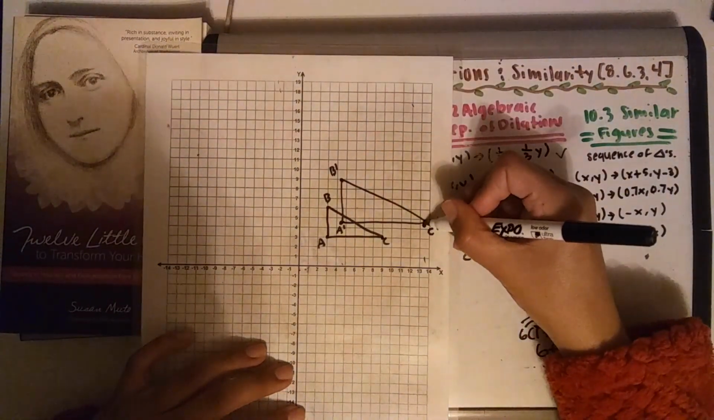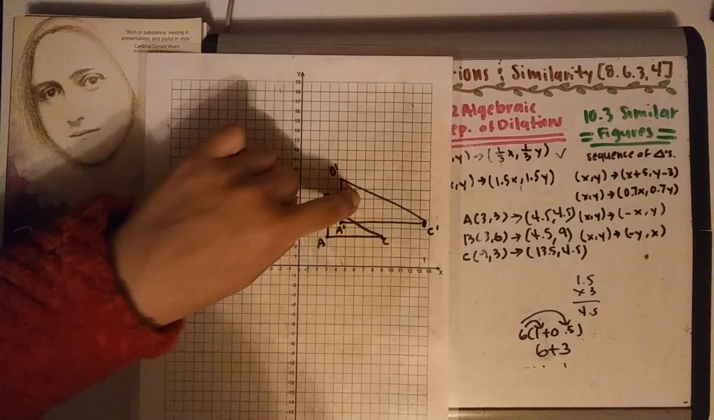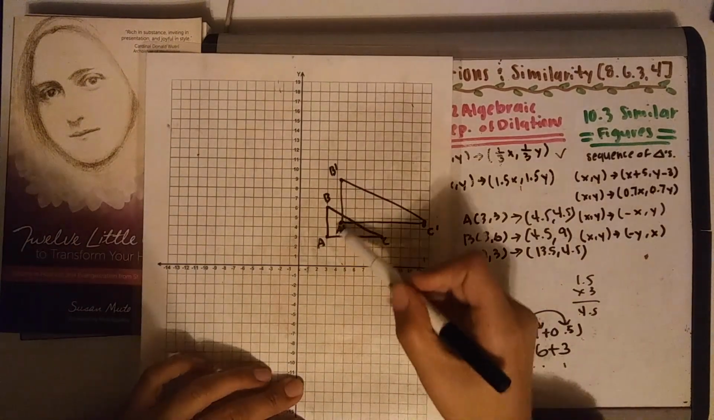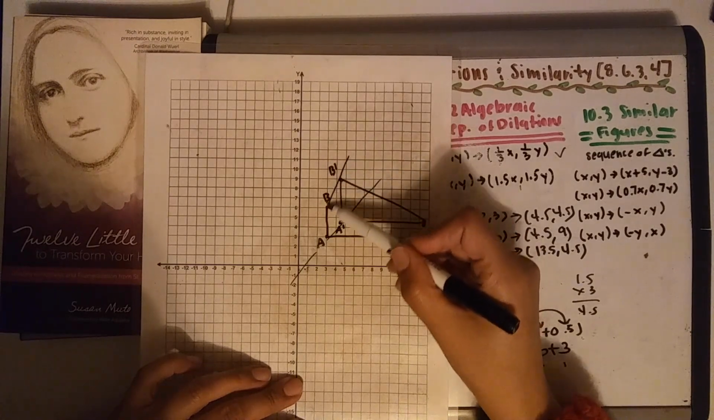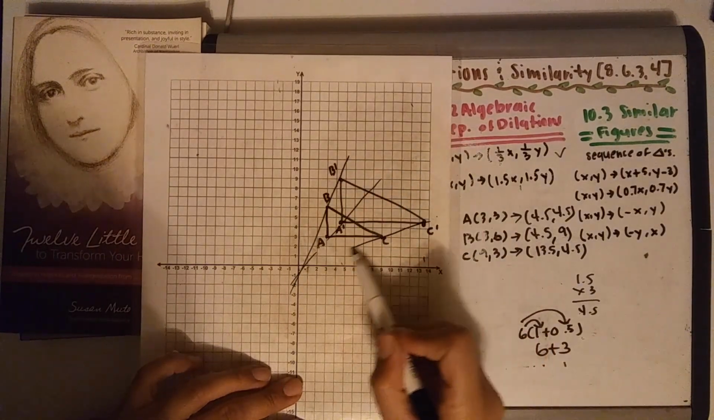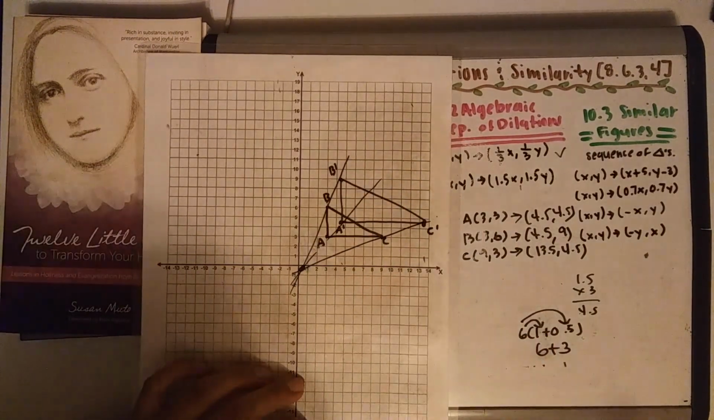You see how they overlap? So that will be my enlargement for that, okay? If you were to take a straight edge and go like that, this will be your center of dilation, okay?